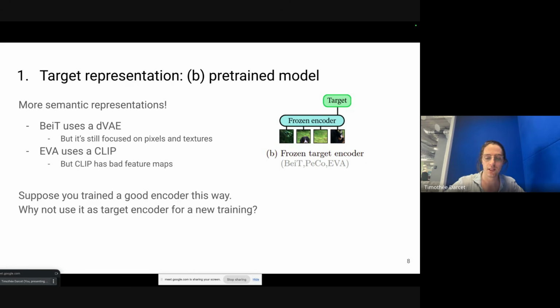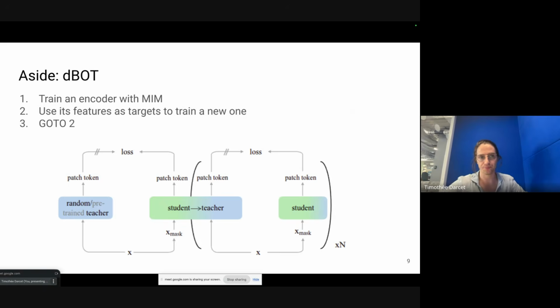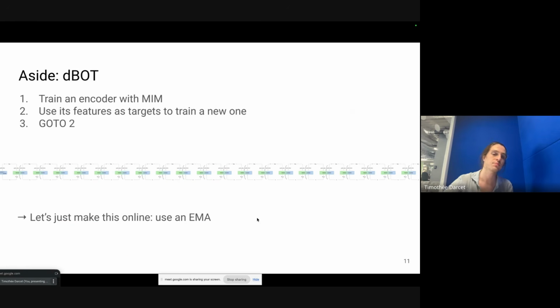That is actually the idea of a model called DBOT. As an aside, DBOT is a successor to iBOT, and is basically what they did. They start with a random or pre-trained teacher, and they train a student with masked image modeling, and then use that student as a teacher, and do it again and again and again.